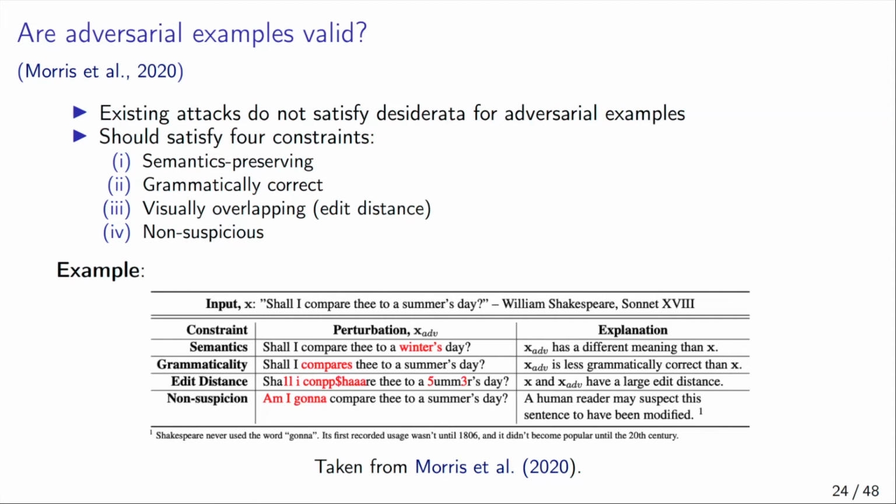And then non-suspicion would be where we, for example, change "Shall I compare thee to a summer's day?" to "Am I going to compare thee to a summer's day?" Because now this would be unusual to have been written by Shakespeare, and a human reader might say, okay, this sounds suspicious.